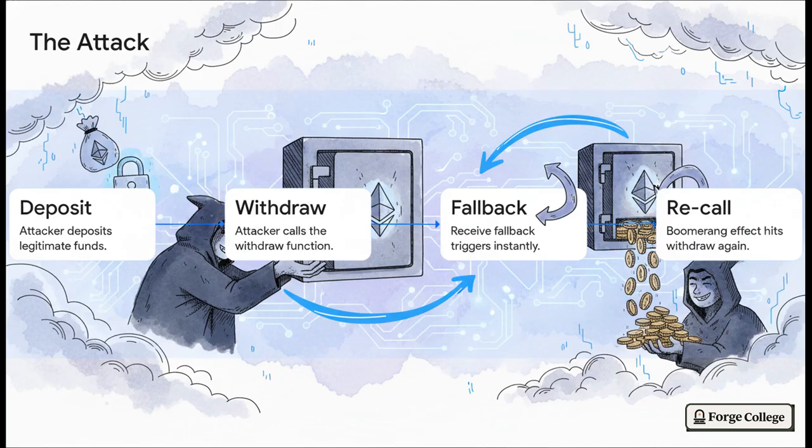Step 1, they deposit a tiny, totally legitimate amount of funds just to open an account. Step 2, they hit withdraw. But step 3 is where the dark magic happens. The attacker uses a receive fallback function in their own contract. The exact millisecond the bank sends the Ethereum, this fallback triggers like a boomerang, instantly hitting the withdraw function a second time. Because that lazy accountant hasn't updated the ledger yet, the bank thinks the attacker still has a full balance. They just loop this infinitely. It is literally an unlimited money glitch, running until the vault is completely dry.